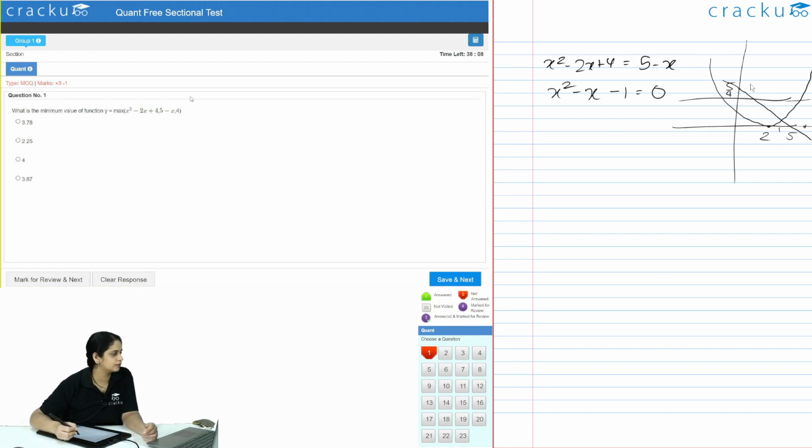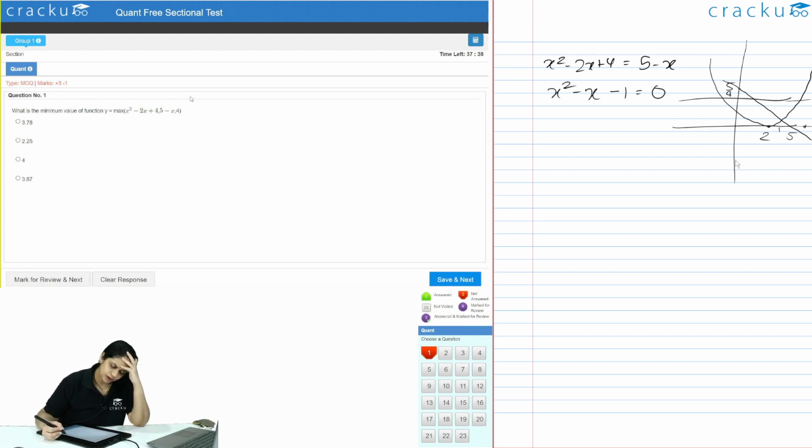So we have to find a minimum of the function. The minimum will basically occur when these two intersect. That's where we need to find it, because below this it will be a 4. So only when these two intersect would you actually have the minimum value. So these two equal should give me the right answer.